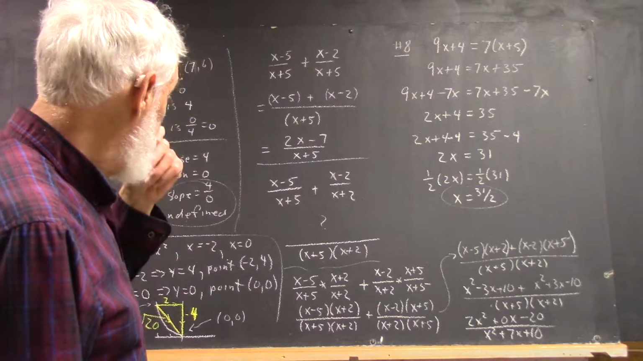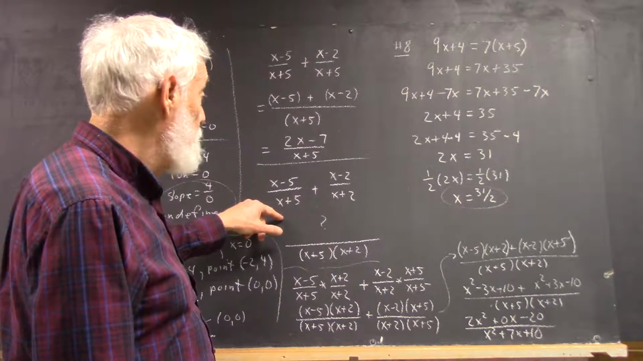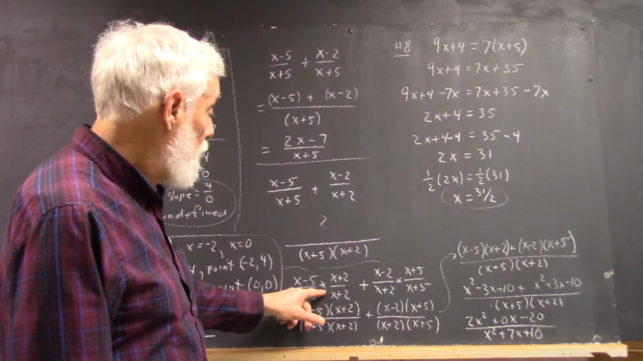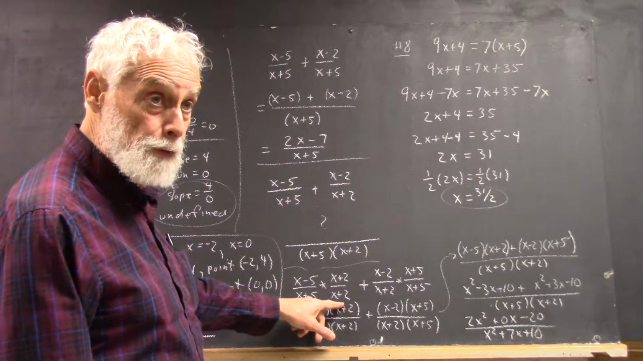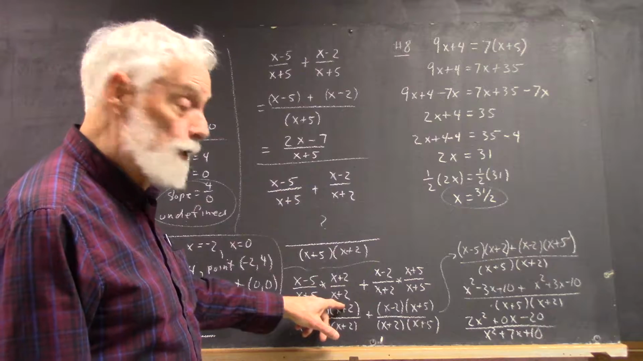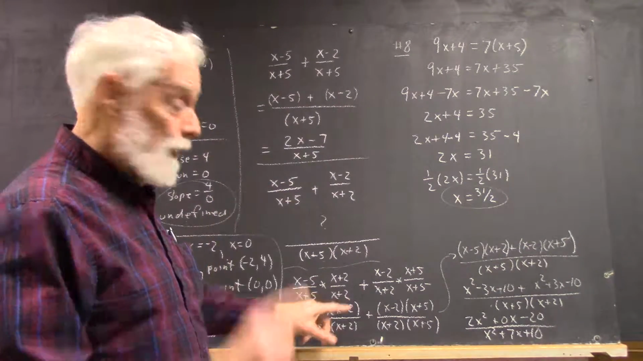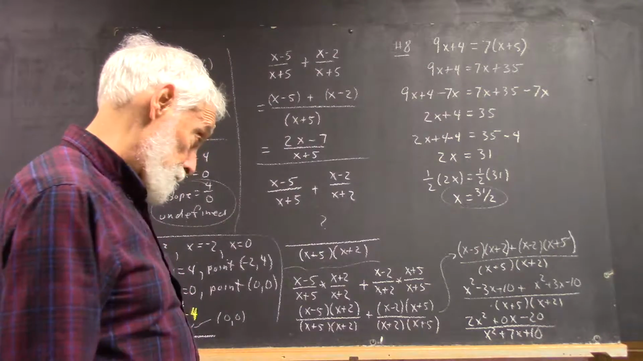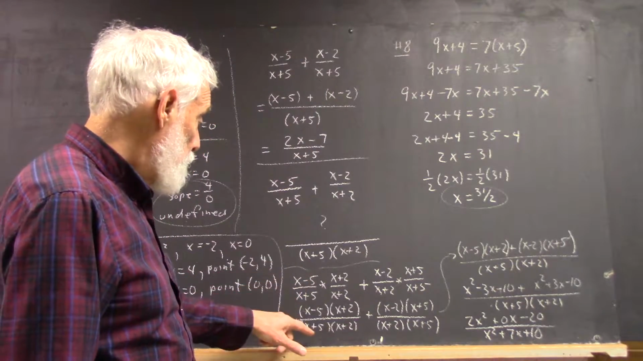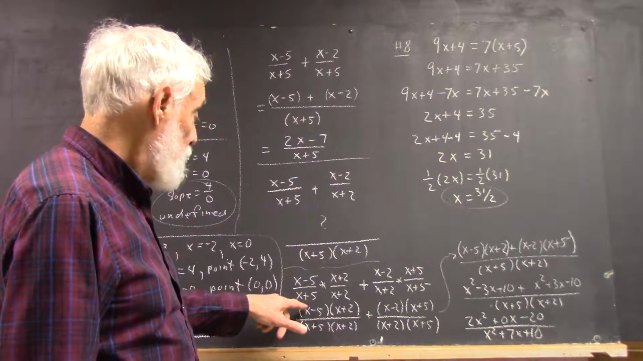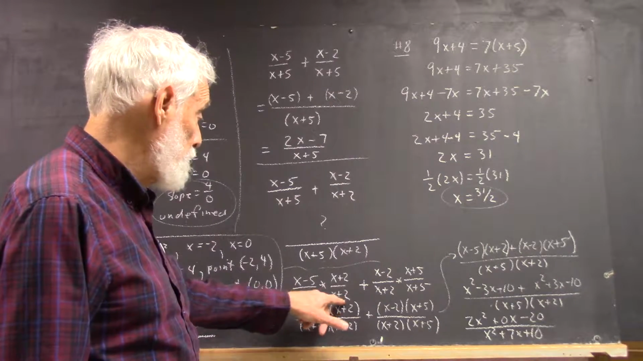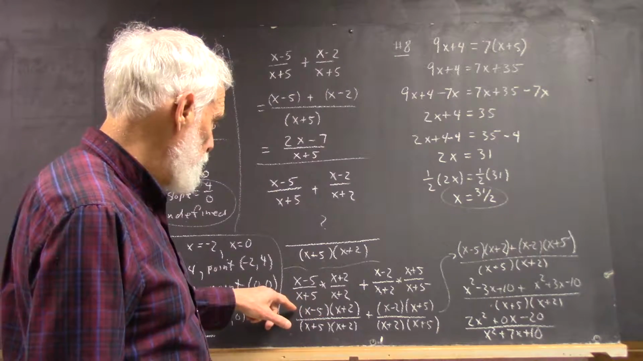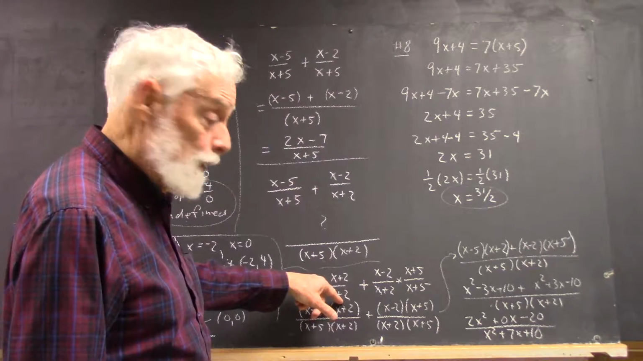x minus 5 over x plus 5 can be written as x minus 5 over x plus 5 times x plus 2 over x plus 2, because x plus 2 over x plus 2 is just basically 1, and multiplying something by 1 doesn't change its value. That's going to give us, for this fraction, a denominator that is x plus 5 times x plus 2. And the product of the numerators, of course, will be x minus 5 times x plus 2.